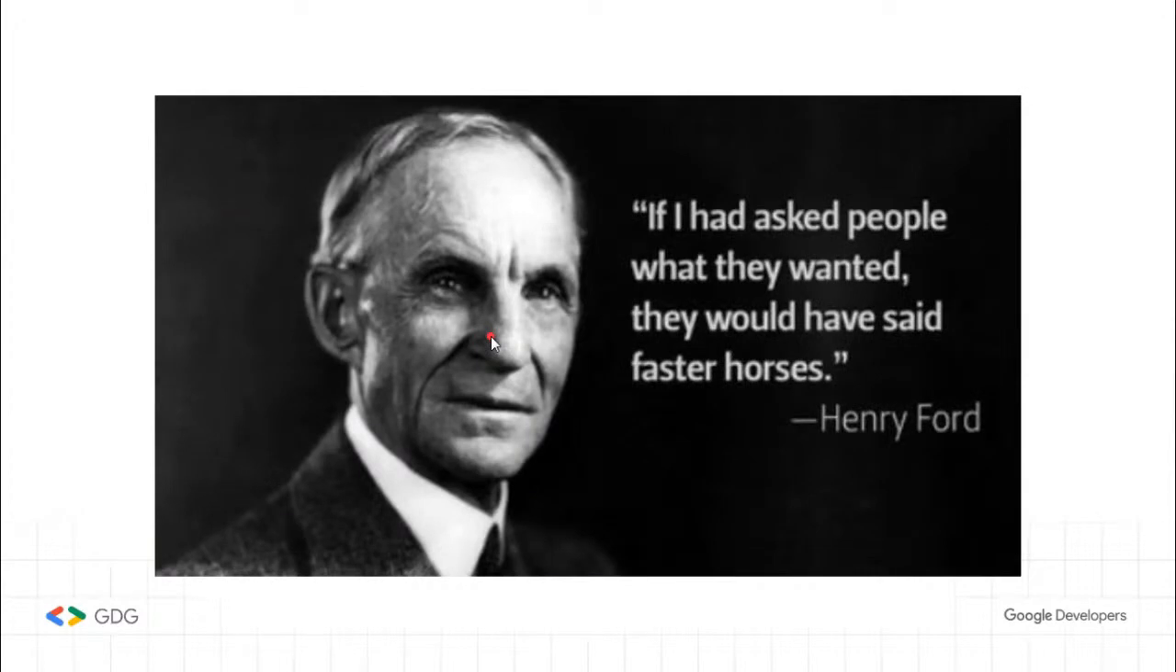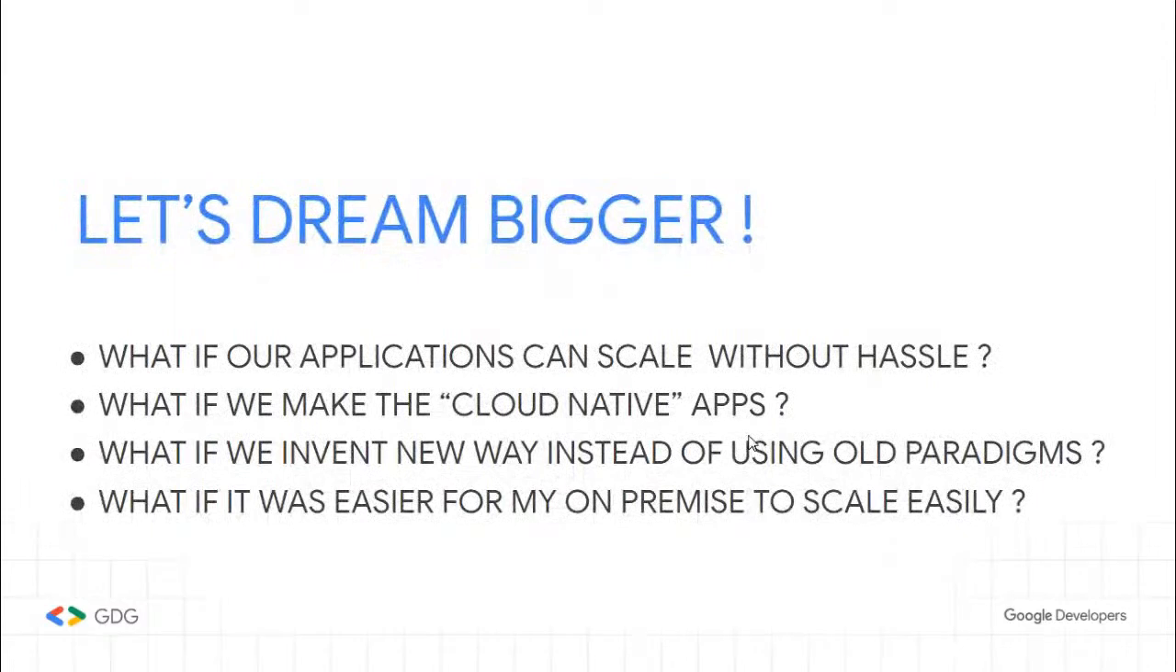Henry Ford said one day, if I had asked people what they wanted, they would have said faster horses. The meaning of what he said is that people always try to improve what they have. They don't try to bring something new because they fear it. So how we switched from on-premise to cloud 1.0 and then to cloud 2.0, we will see what's going on in cloud 3.0.